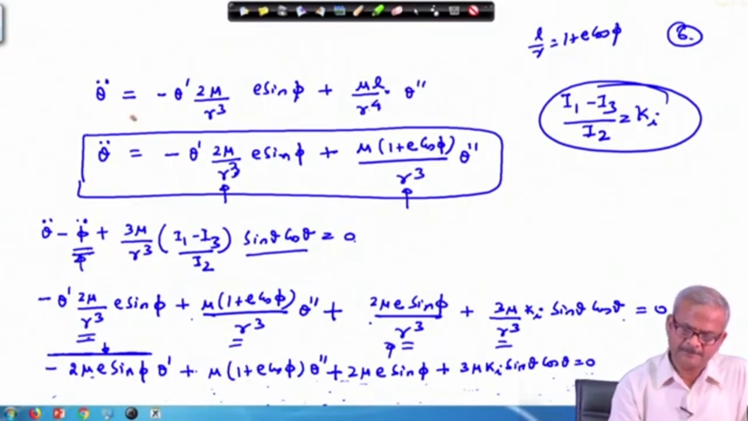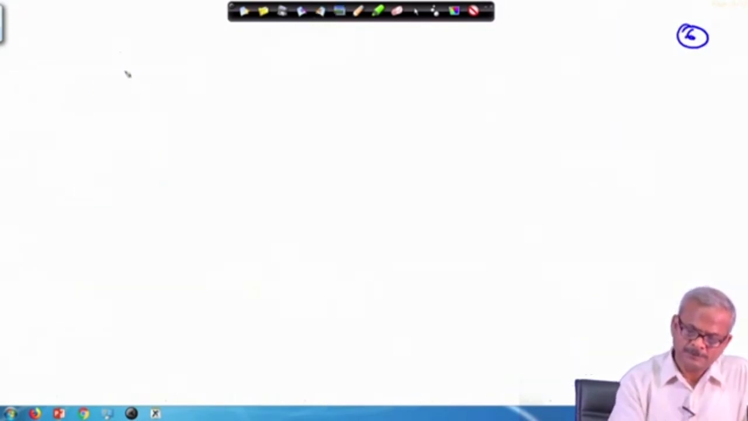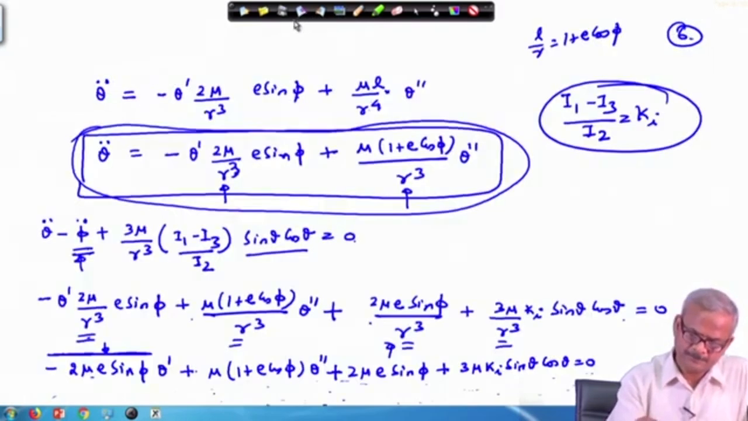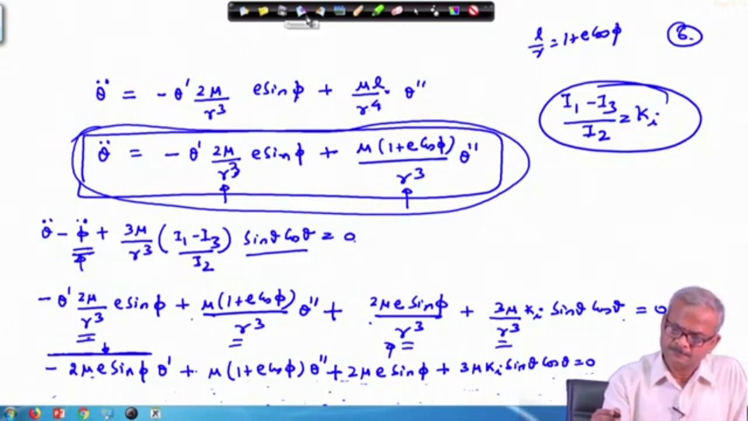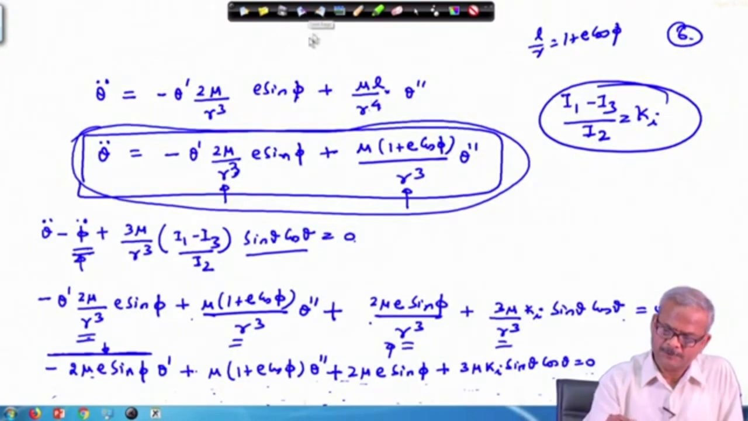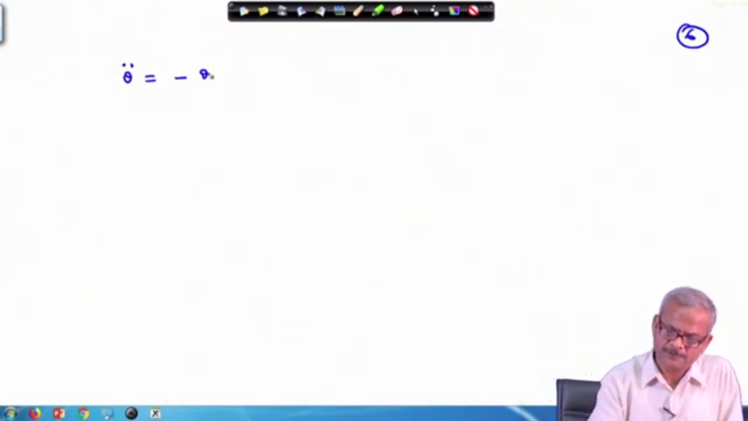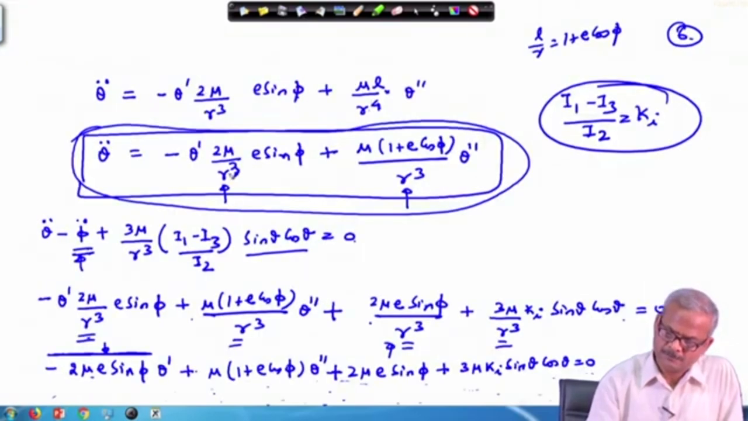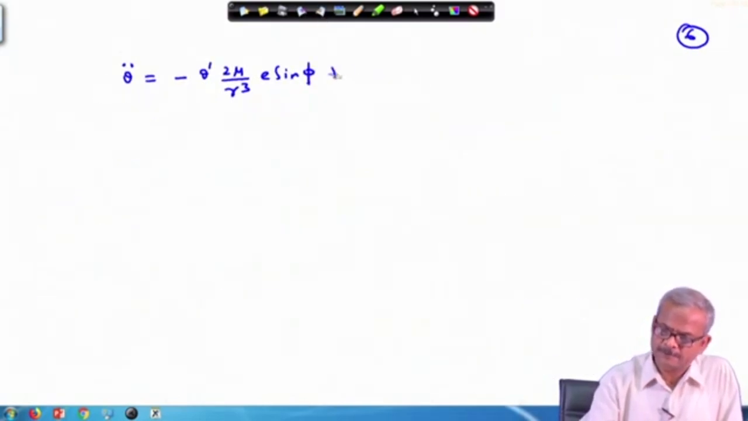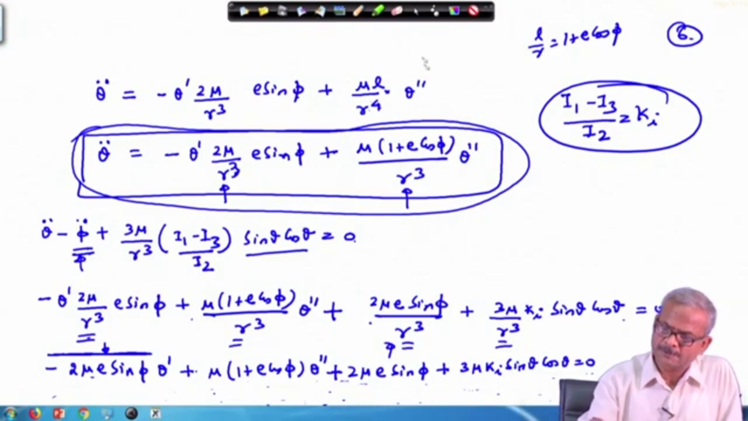So, already we have observed that theta double dot is the quantity which is shown here. So, theta double dot, this is the quantity minus theta prime 2 mu by r cube e sin phi, plus mu times 1 plus e cos phi divided by r cube, times theta double prime.